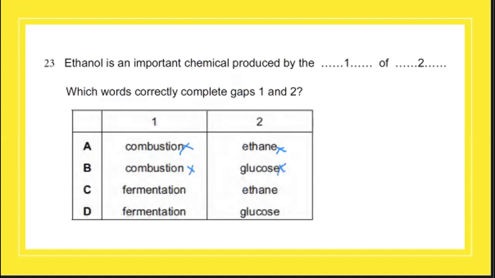By the fermentation, so it's the fermentation of something. But if fermentation is happening, it will not be with the alkane. It will be fermentation with glucose. So the answer is D as in dog. Fermentation of glucose. D as in dog is our answer.